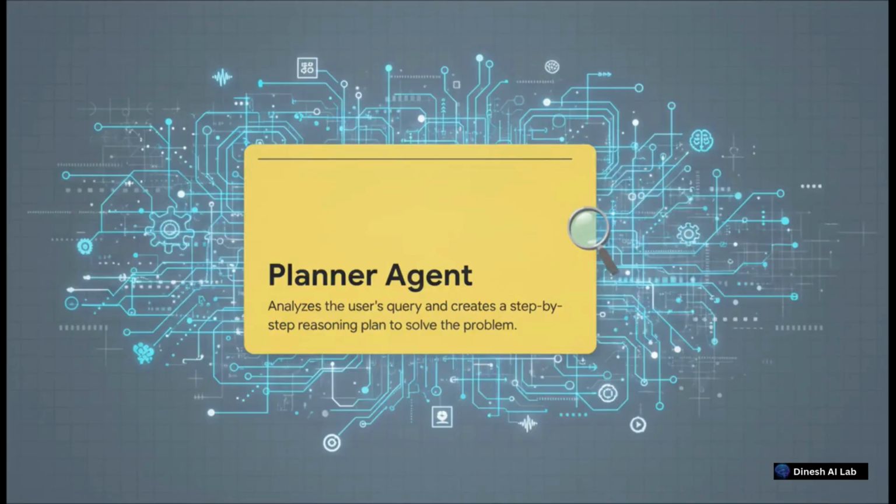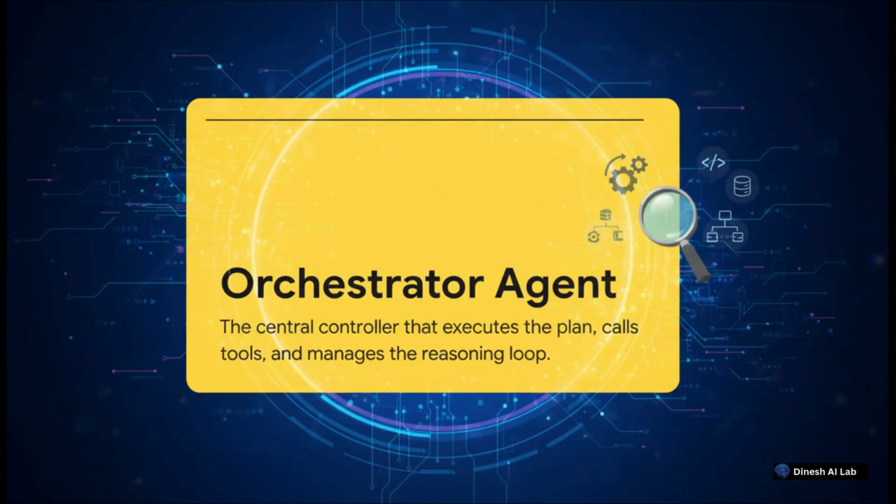And right here is where we see the first huge change from the old model, the planner agent. When a complex question comes in, the planner's job is to be the strategist. It analyzes the problem, breaks it down, and creates a logical step-by-step plan for how to solve it. So if the planner is the strategist, you can think of the orchestrator agent as the project manager, or maybe the brain of the whole operation.